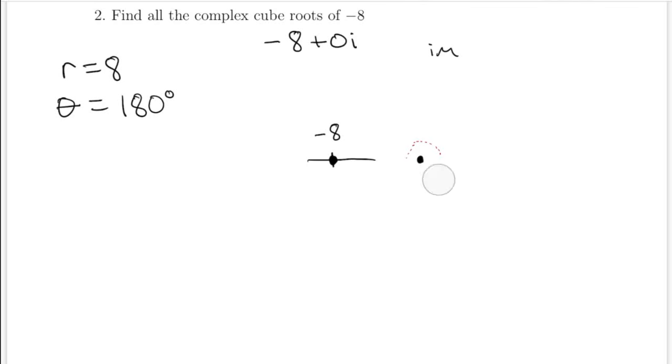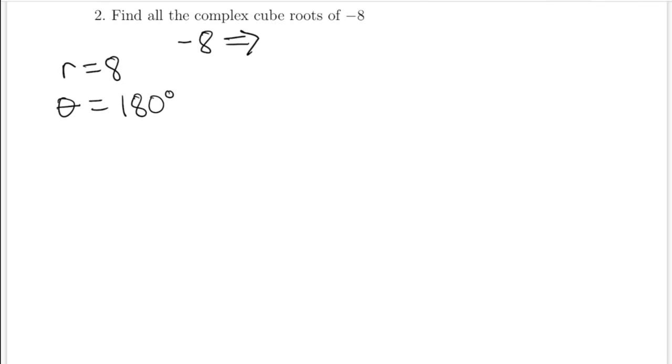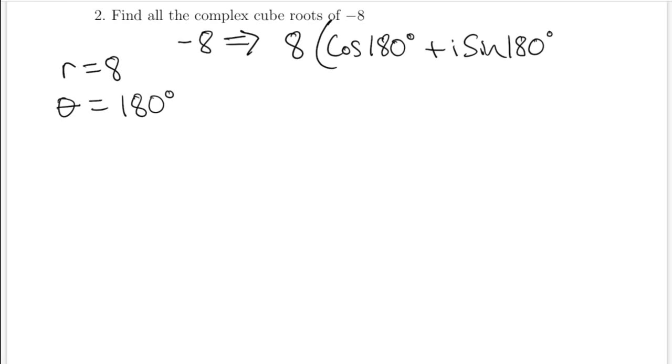Now let's see if we can write -8 in polar form. So -8 converting to polar form: we have r, and then the cosine of 180 degrees plus I sine 180, okay? So now this is the number in polar form that we're going to use to find our roots. So first, when k is 0, what do we have? Well, remember, our n is 3. We're finding cube roots, so we're going to have 3 distinct cube roots.